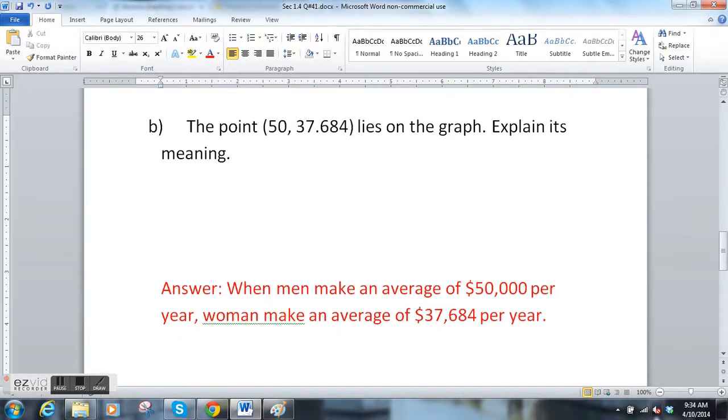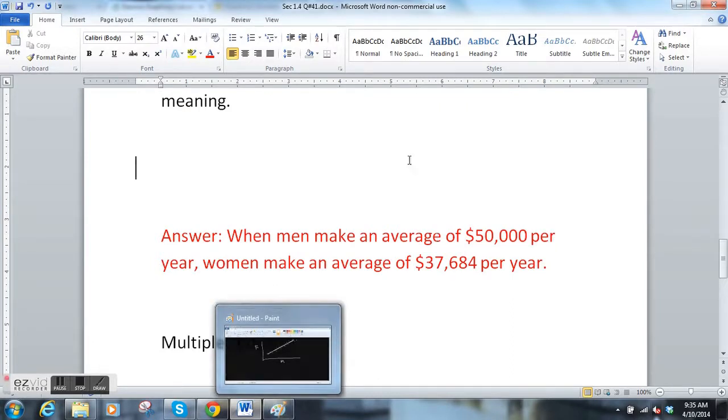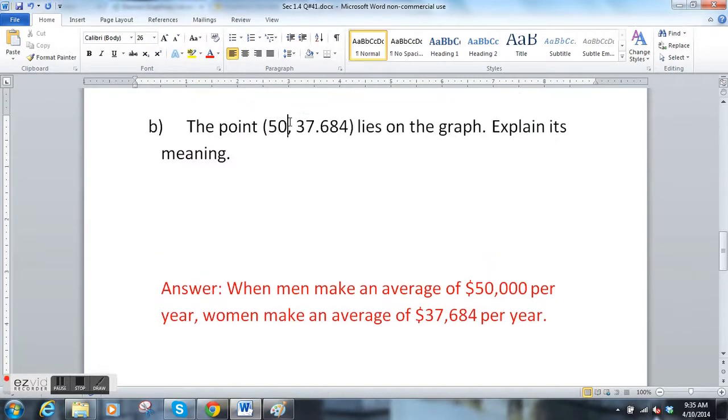The answer: when men make an average of $50,000 per year, remember this is in thousands of dollars per year. So we're not saying when men equals 50. We're saying when men make an average of 50,000 per year, women make an average of 37,684 per year. So this would make an excellent multiple choice question, don't you think? And again, make sure you get the scale right. It's 50,000 per year, not when men equals 50 or something like that. So that's explain its meaning.